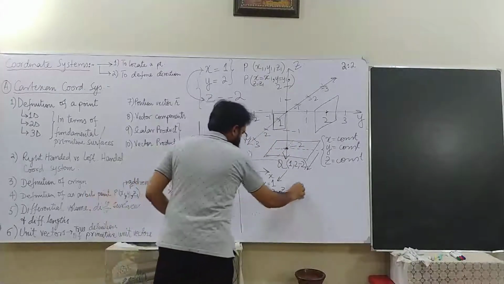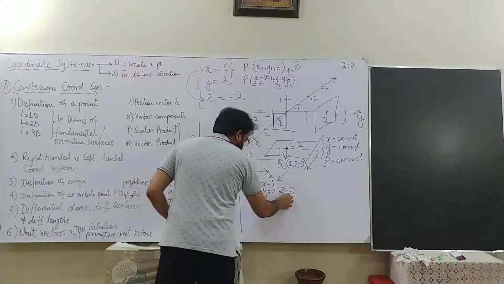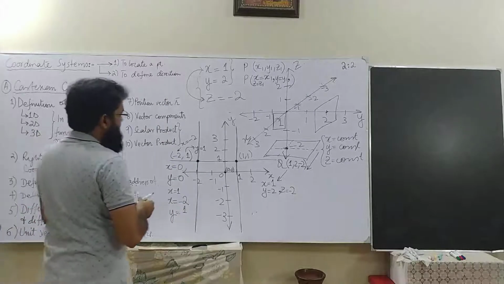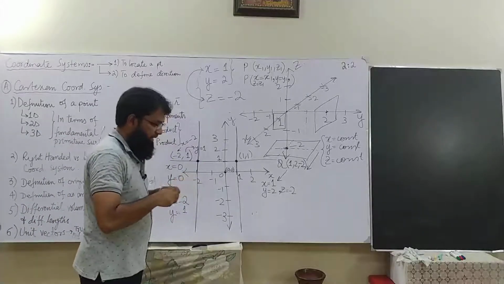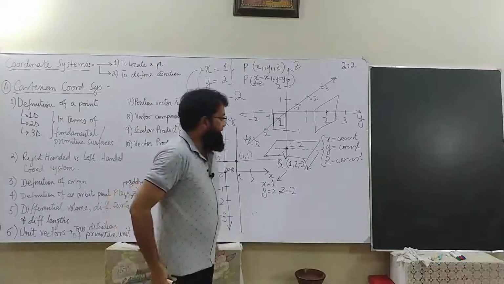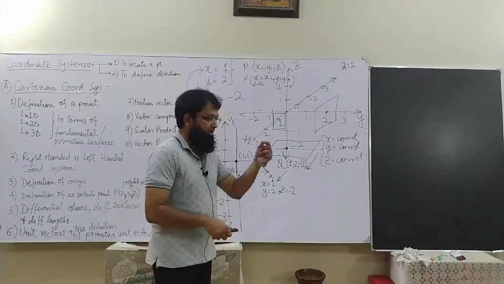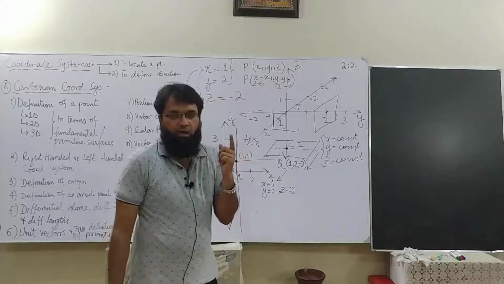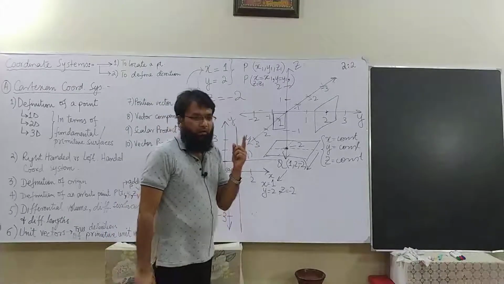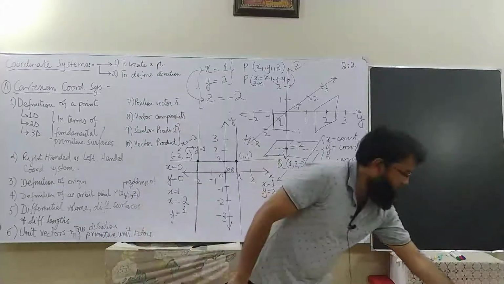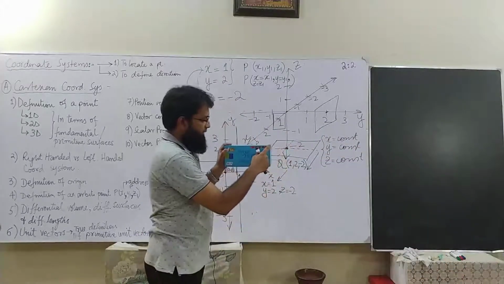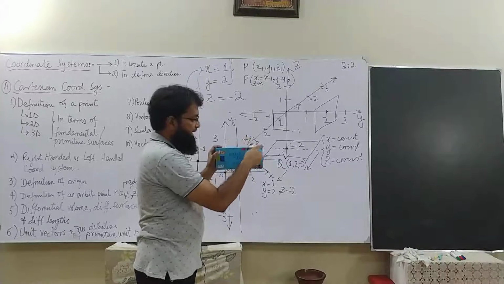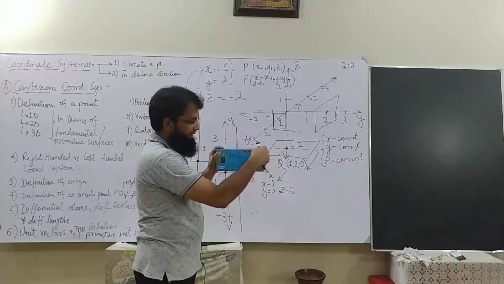So one important point is that earlier we were using two planes to form a line. Now this time we are using three planes to form a point. As long as you are at that point, you are simultaneously on all three planes: this plane, this plane, and this plane as well.